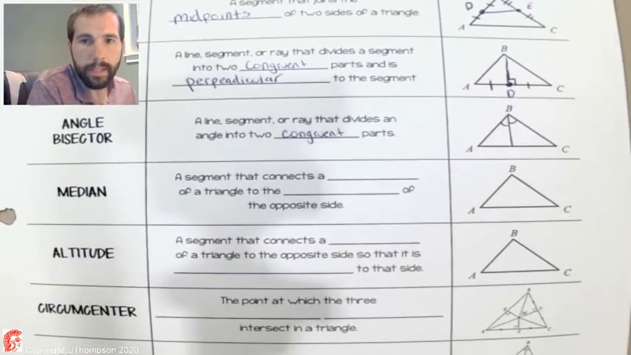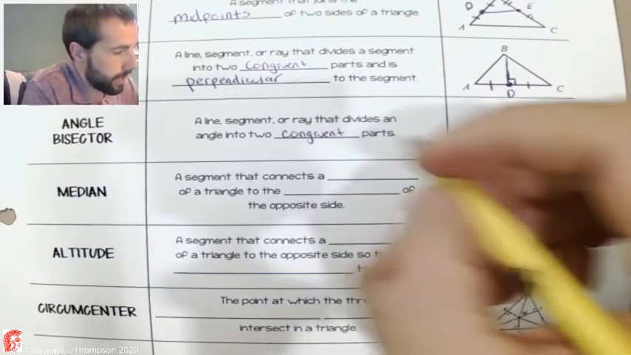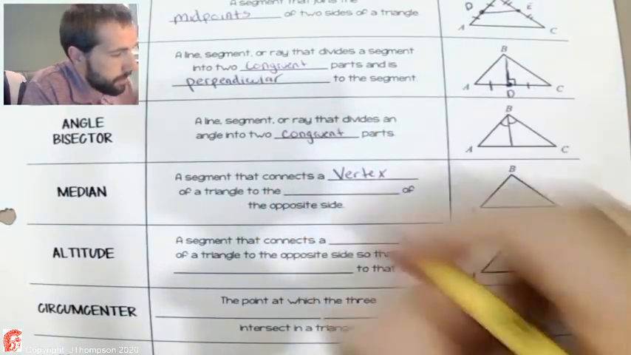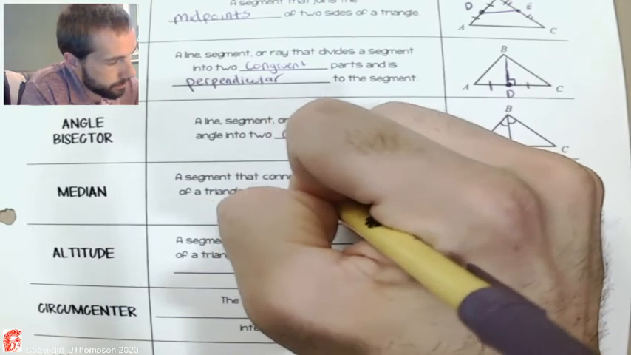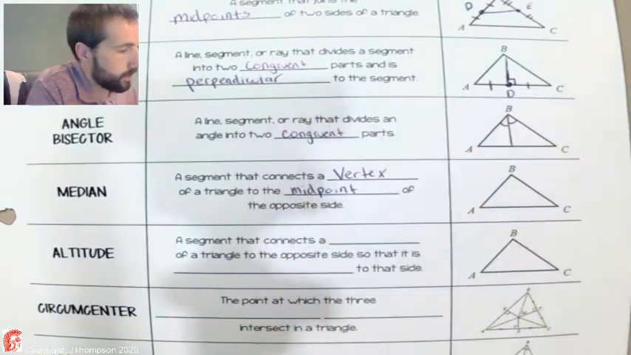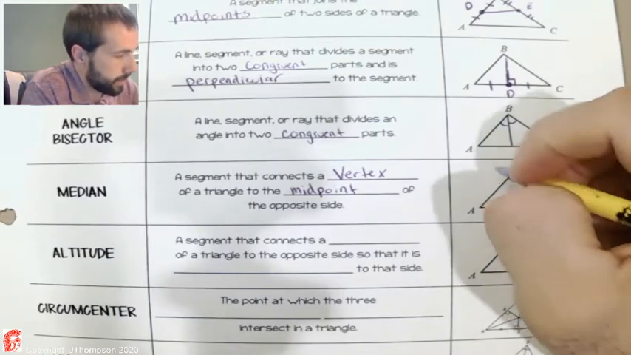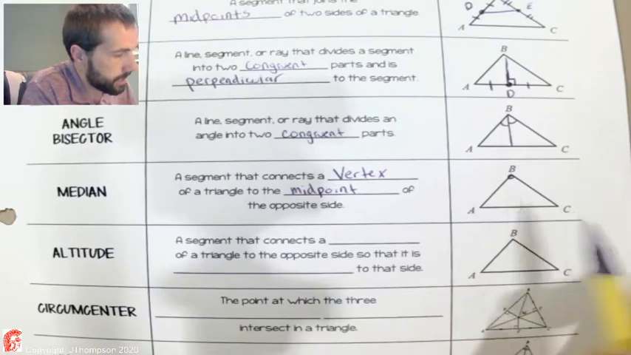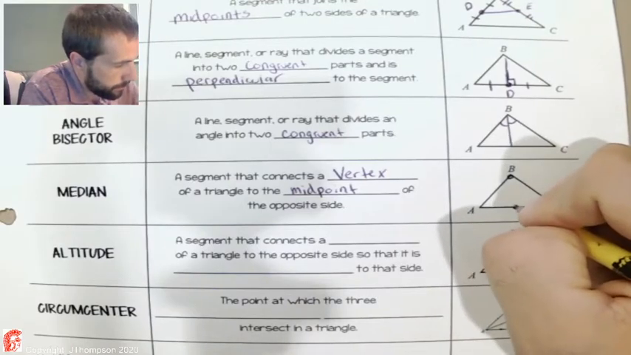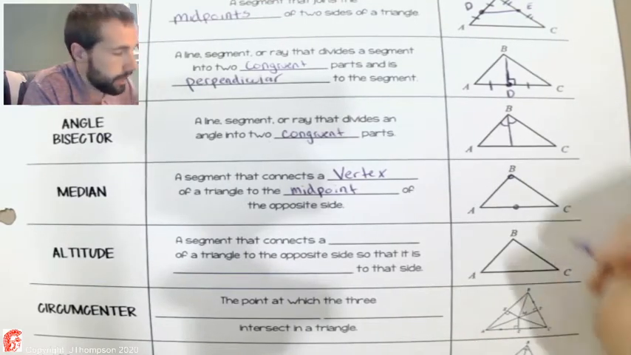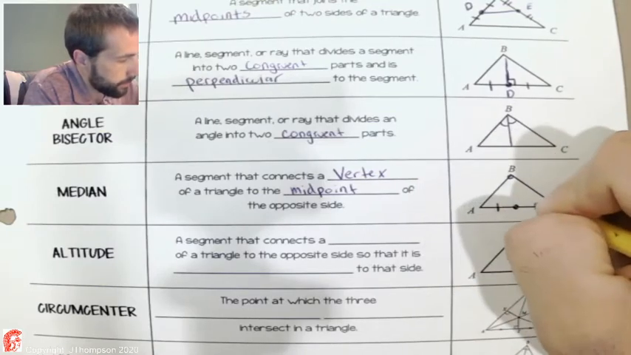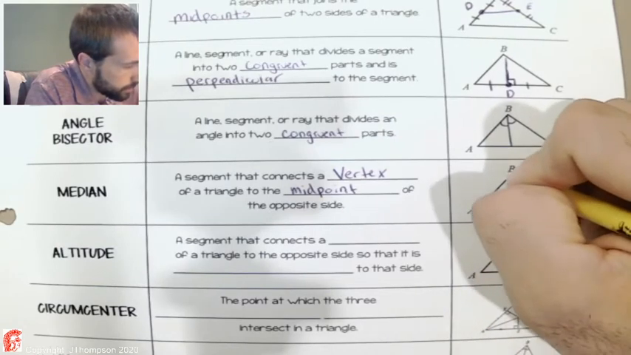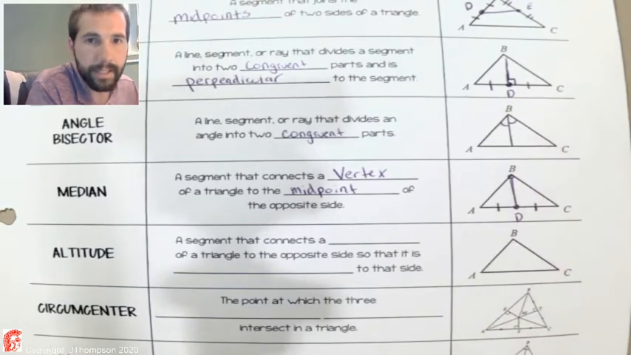All right, the next one, a median, a segment that connects a vertex of a triangle to the midpoint of the opposite side. So pick any vertex here. I'll pick vertex B, and I'm going to connect it to the midpoint of the opposite side, which is side AC. So the midpoint is right in the middle of A and C. I'll put a tick mark on both sides to show that it's the middle, and I'll label this as point D. Connect those, and that's what a median is.